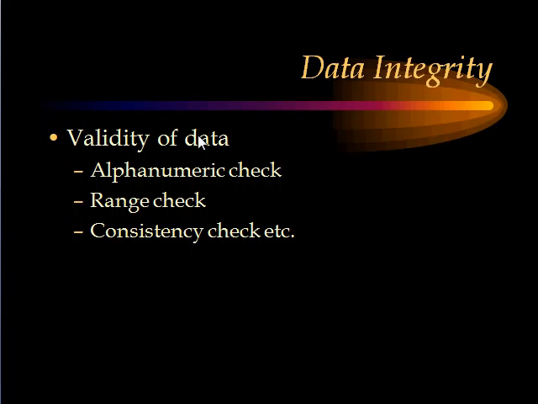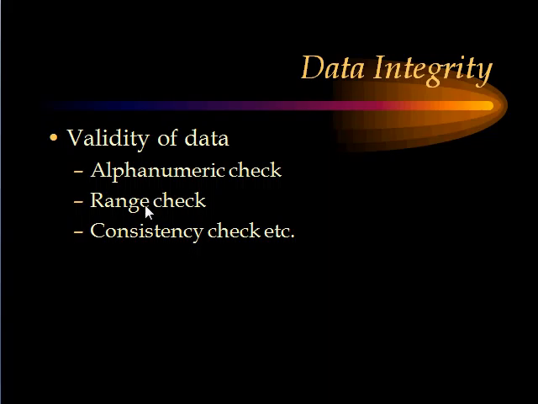That means if the information that goes in is not correct or proper, then the information that comes out of the database management system is also not proper or not validated. What do we do to validate data? We can perform so many different checks. Here are some examples. We can check for alphanumeric data.